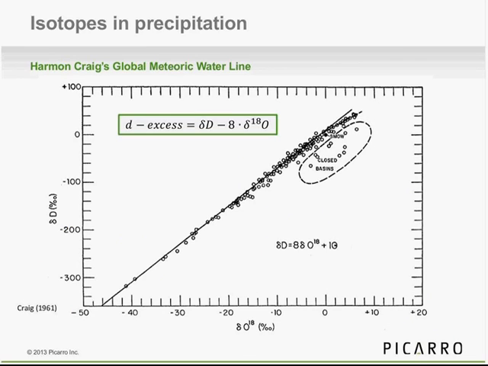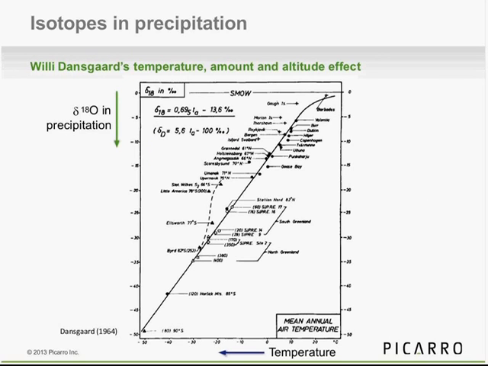It's really based in the theory that was set back in the 60s by Harmon Craig with the global meteoric water line, this very well-known relationship between delta O18 and delta D, and using the secondary parameter to look at various processes that might be driving you away from this global meteoric water line. Similarly, Willi Dansgaard was the first one to really notice this relationship between the temperature in a local region and the isotopic composition of the precipitation in that region. And these are really what's driving the use of isotopes today.